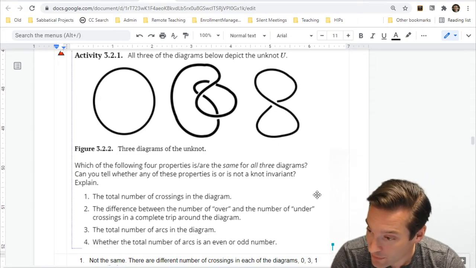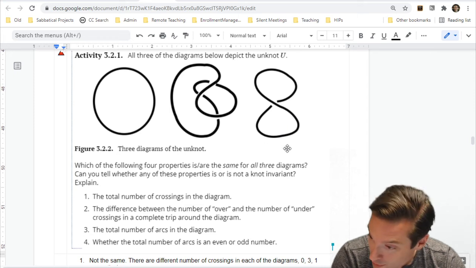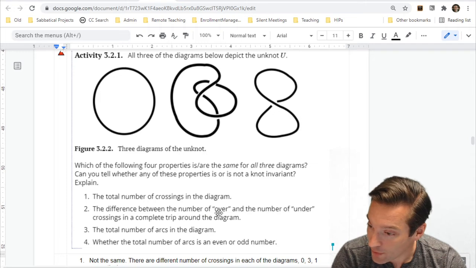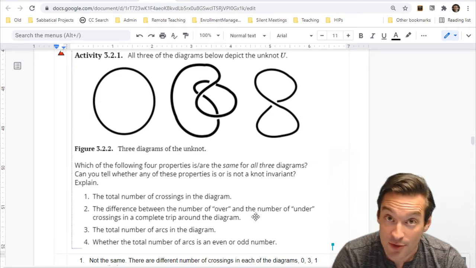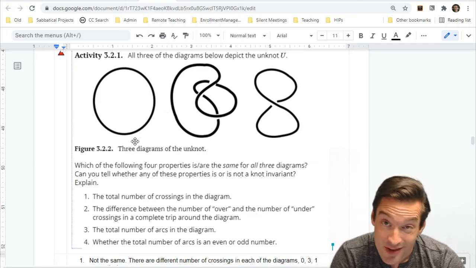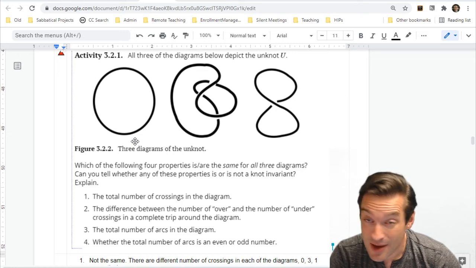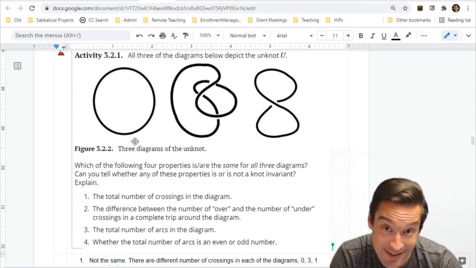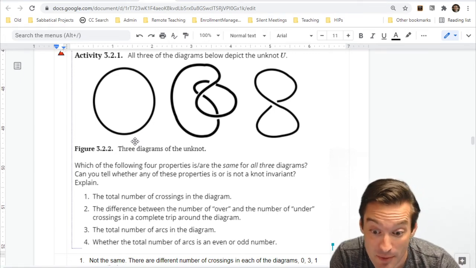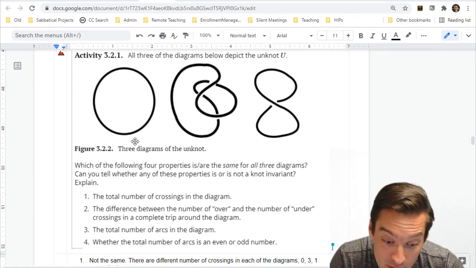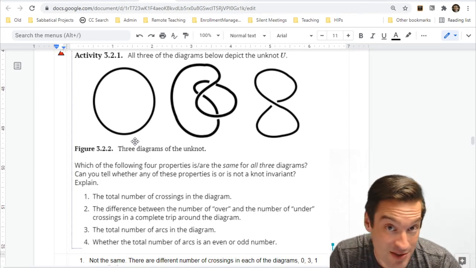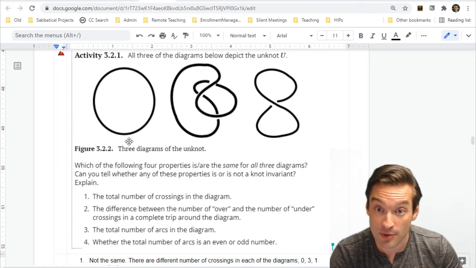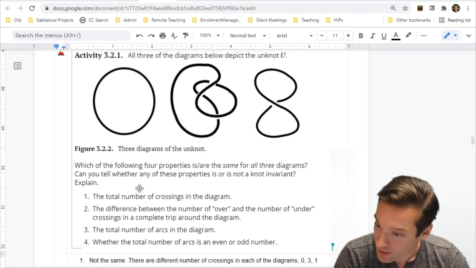Same thing here. If I do a full trip around the figure 8, I'm going to encounter an overcrossing once and then an undercrossing the second time. So the total number of overs minus the total number of unders is 0 for all 3 of these diagrams. So we have seen no evidence that this is not an example of a non-invariant. In order to be absolutely sure, we would need to know something a little bit more, and that's what we're going to talk about next. But for now, we can't rule out property number 2 as being a non-invariant.